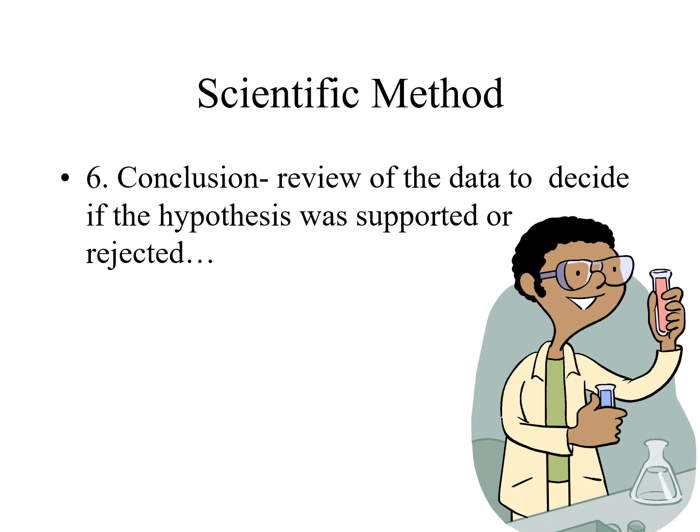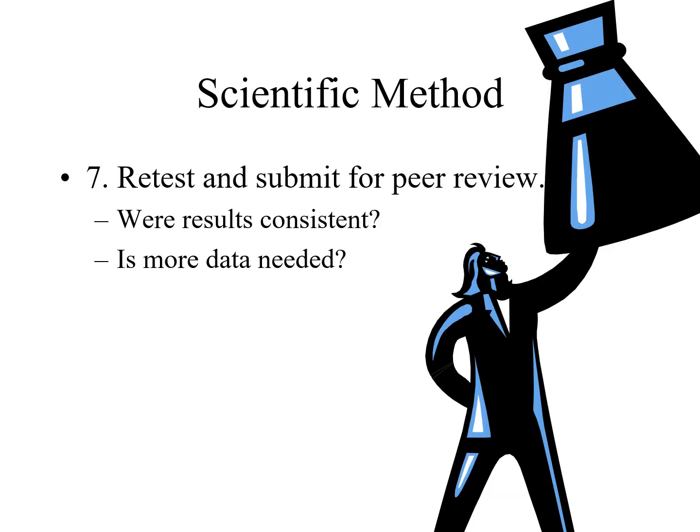Basically what that means is after you've done your experiments and you've gathered your data, did you get the answer you thought you were going to get? Now, once you come up with your conclusion, you then have to go to step 7, which is retest and submit. This is one of the reasons why, for example, it's taking a long time to get a COVID vaccine, because we have to test it and retest it and retest it. We have to come up with all these different variables, all these different scenarios. Does it work no matter what? So it takes a little while. Were our results consistent, or do I need more data?